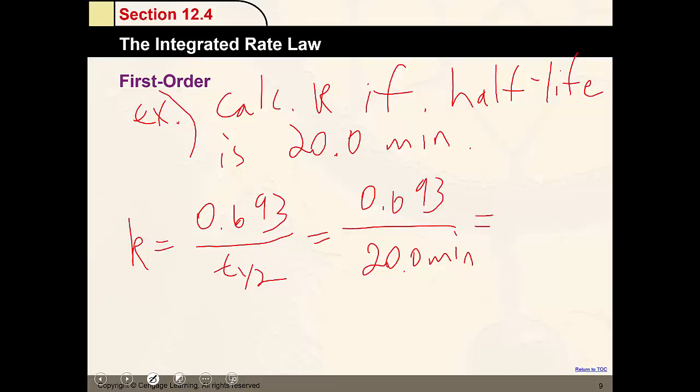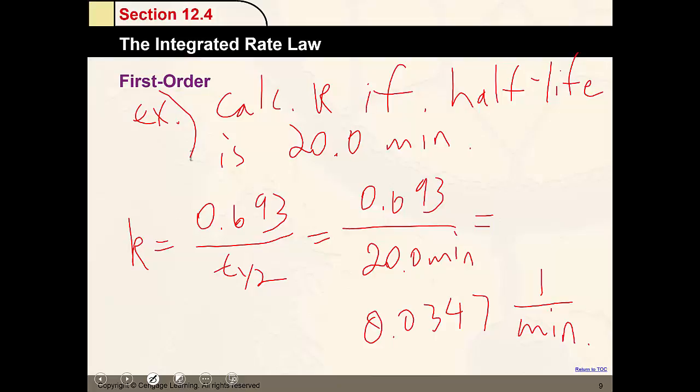So when we do that, we get a value of 0.0347, and then our units of k are simply inverse minutes. So units of k for first-order reactions are always inverse some value of time, whether it's inverse seconds or inverse minutes or inverse hours.